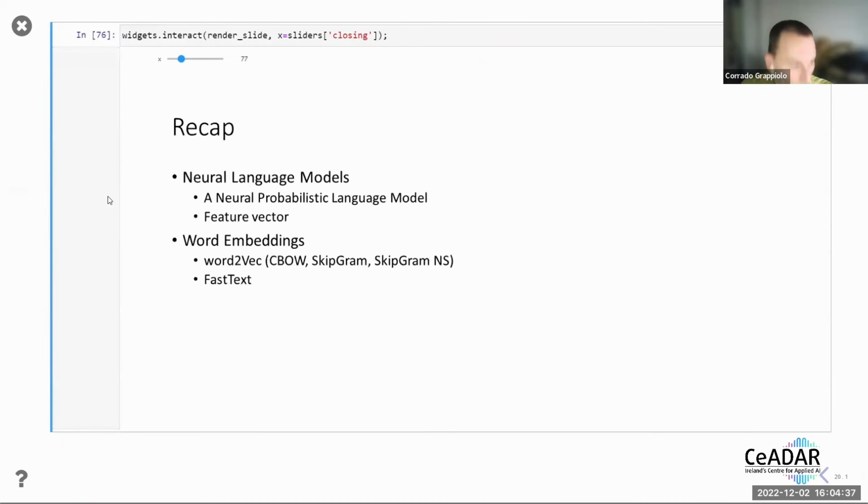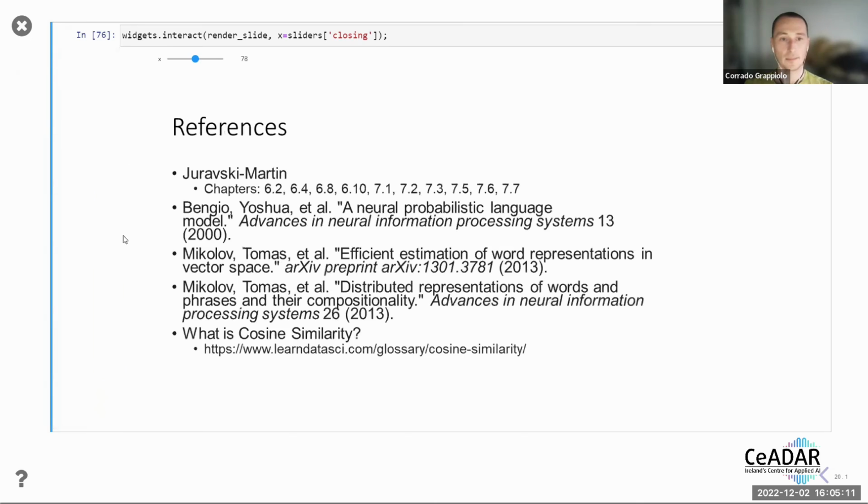To conclude, I think we are slightly above the hour. Sorry about that. We started having a look at how neural networks can be used for language modeling. We looked at the simplest approach, which is feed-forward neural networks, so from input words to predict the next word. We spent quite some time on this feature vector idea and word embeddings, and then we looked into word2vec, very quickly, at the three most important approaches, and fastText.